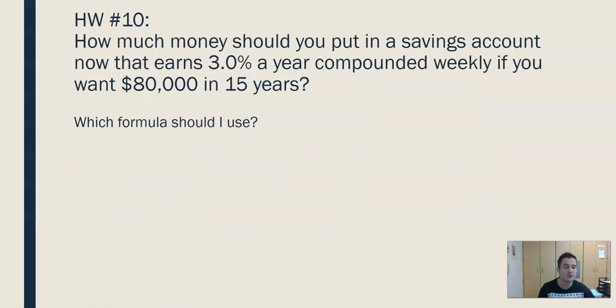There's all sorts of different questions you can ask yourself, and we can use what we know about exponents and logarithms to solve those types of problems. So I'm going to do a couple problems from the homework. Right now I'm going to start with homework problem number 10. It says, how much money should you put in a savings account now that earns 3% a year compounded weekly if you want $80,000 in 15 years?